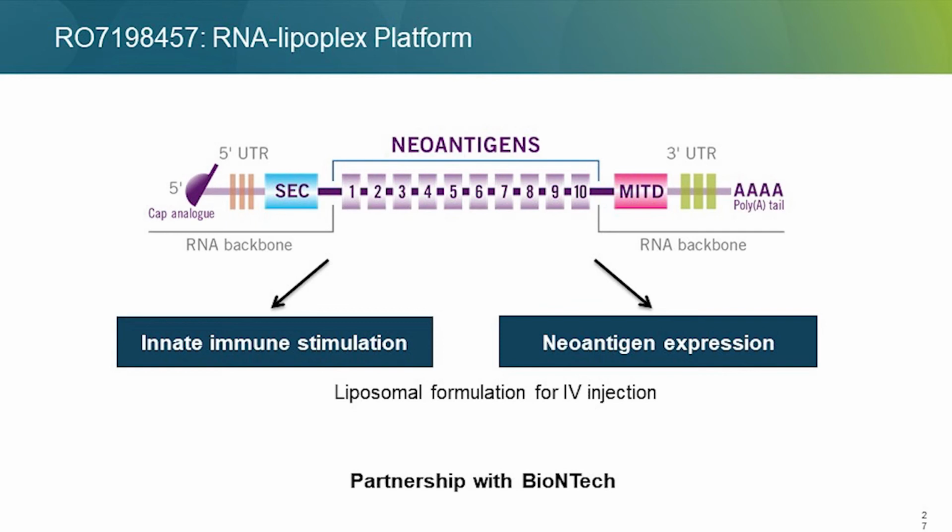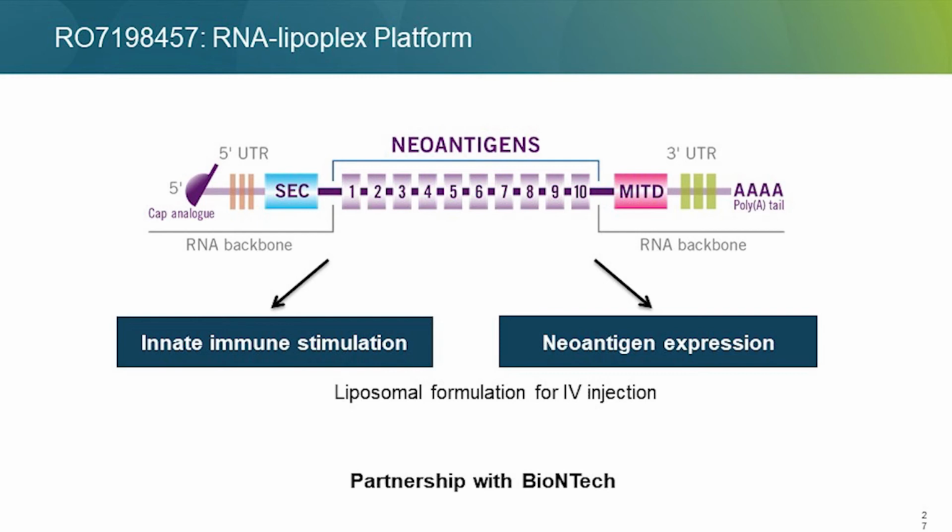So the single-stranded RNA is a TLR7 and 8 agonist, so it provides the innate stimulation, which is necessary to activate dendritic cells and promote T-cell response. And the RNA is also a messenger RNA that is expressing the neoantigens. Up to 10 neoantigens can be expressed in this cassette.